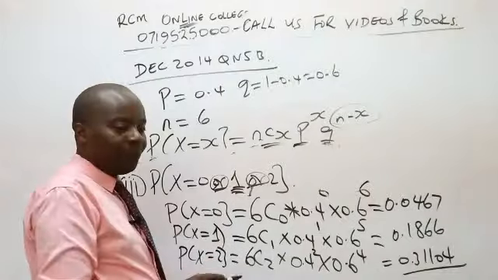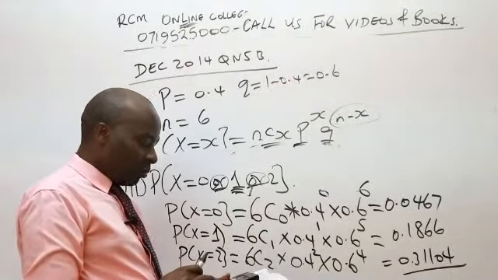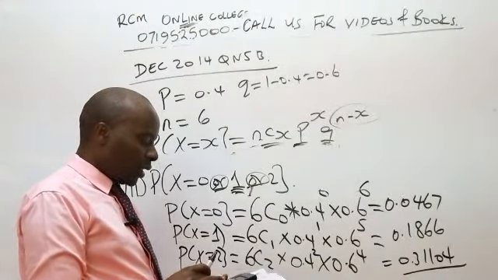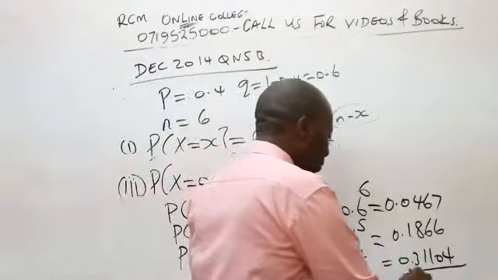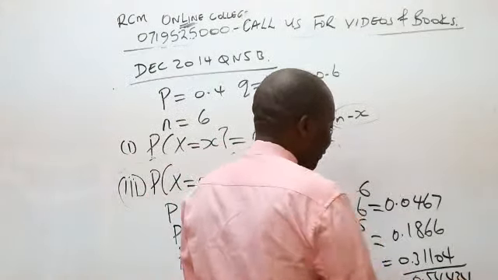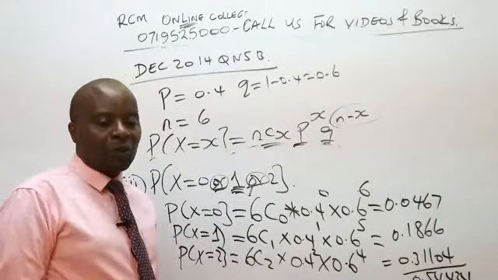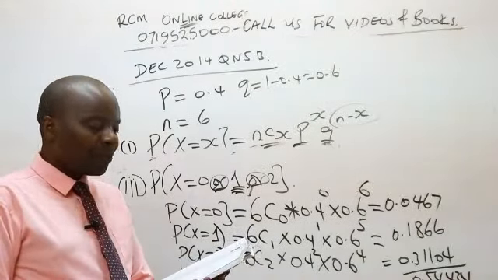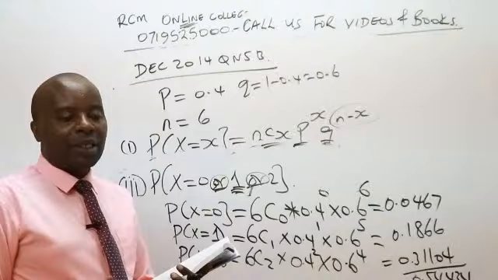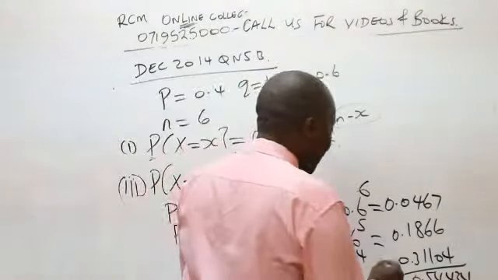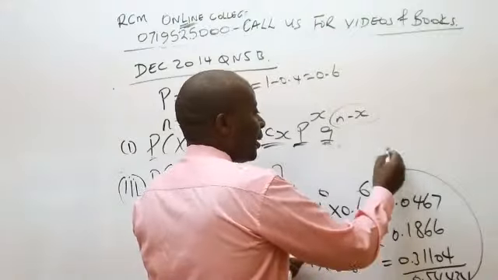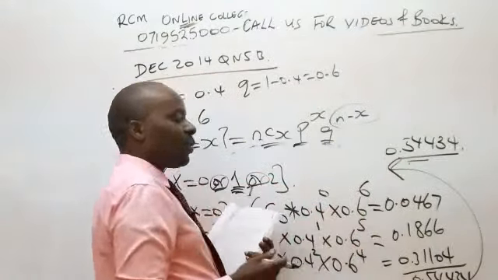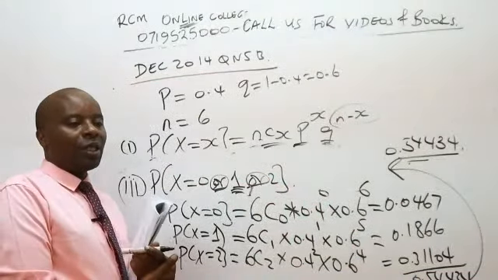So what you need to do is give us the total there, because "or" means you are adding. So please add: 0.31104 plus 0.1866 plus 0.0467. So please give us a figure here, which will be 0.54434, something like that. And that is the probability of X being at most 2. So that is it. I can see this figure is not very clear, so I can write it here. It's supposed to be 0.54434. That is the probability of at most 2.